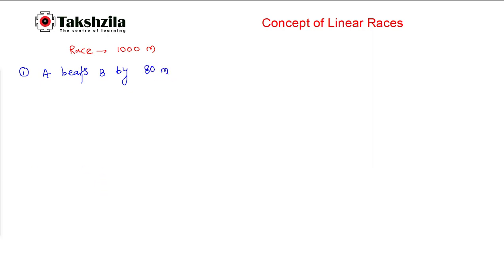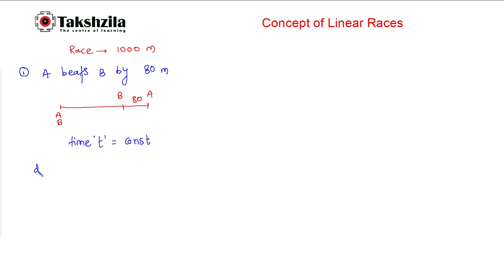Let's have a look at it. This statement means when A completes the race, when A completes 1000 meters, at that time B is 80 meters behind A. Over here A and B start together, but when A completes the race, B is 80 meters behind A. So over here in the statement, what is constant? The time for which A travels and the time for which B travels is constant. So time t is constant.